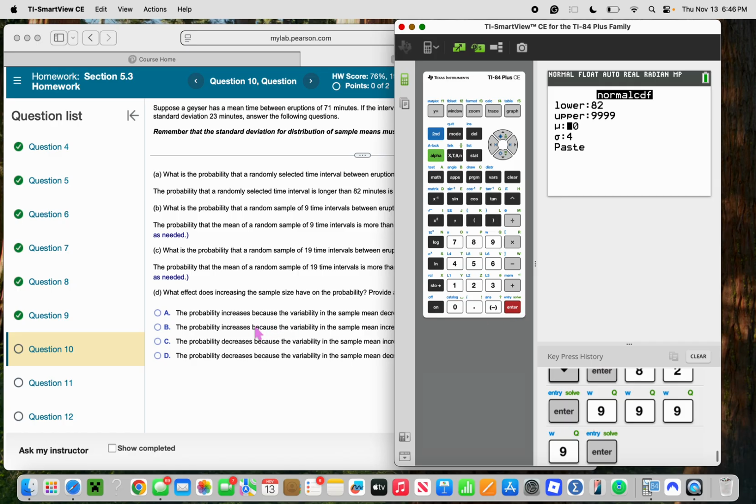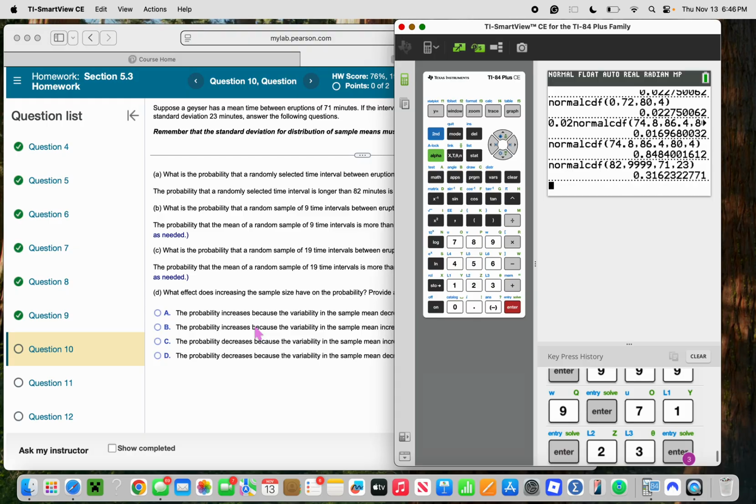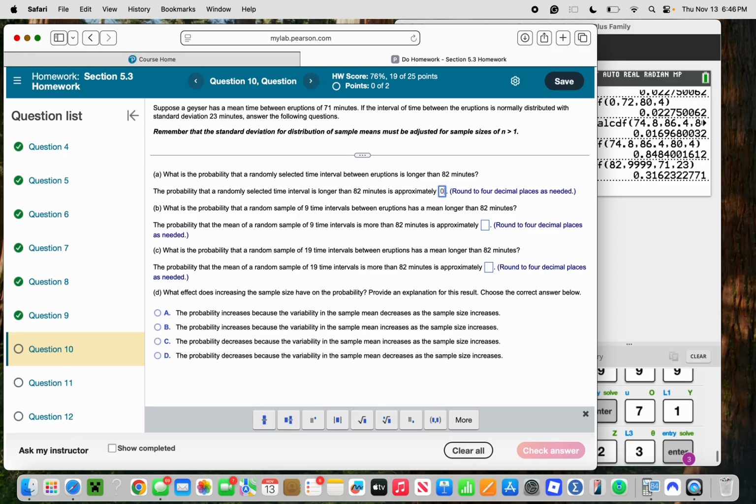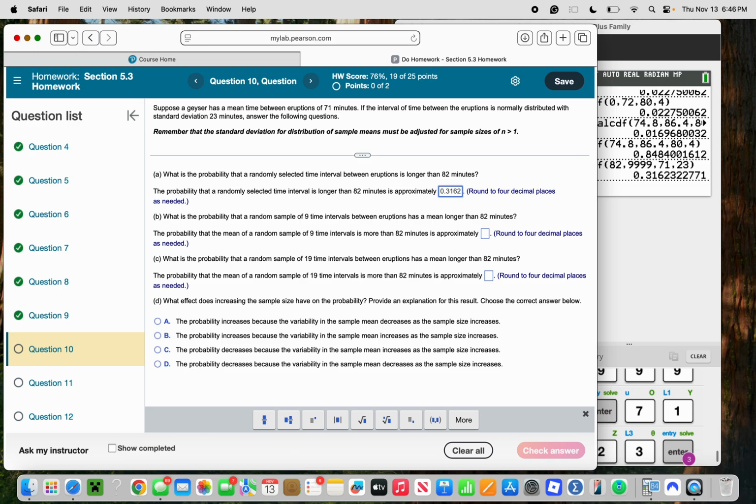Our average is 71 minutes and our standard deviation is 23. So we have, says 4 decimal places, so 0.3162 or 31.6% of those eruptions. The proportion of them that are longer than 82 is that.